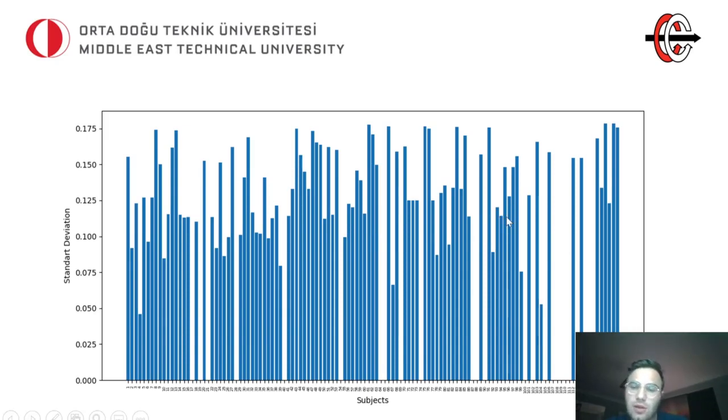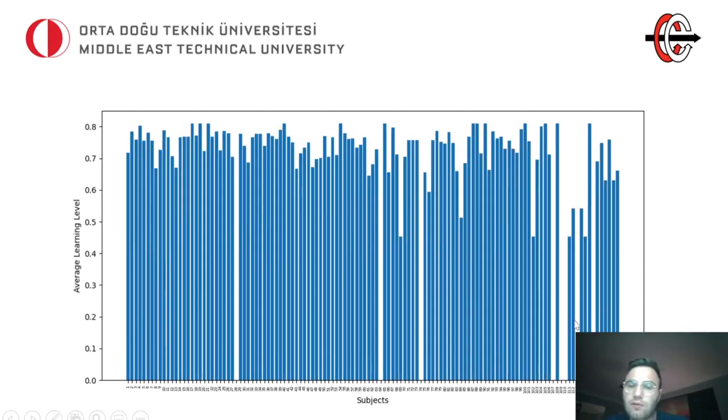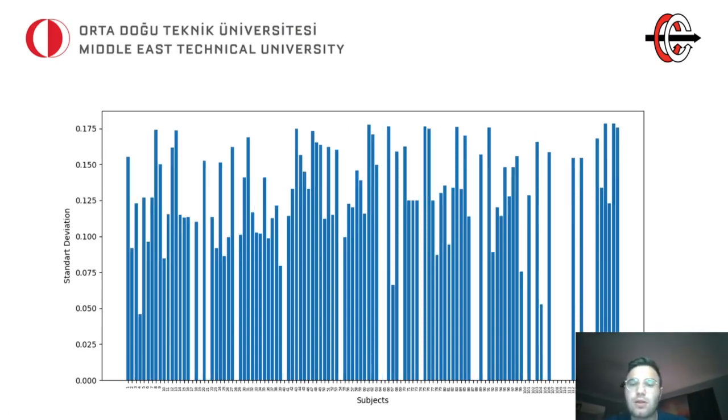The subjects with zero value in both graphs mean no one attempted that subject, and zero standard deviation with some value of average means only one student attempted that subject.